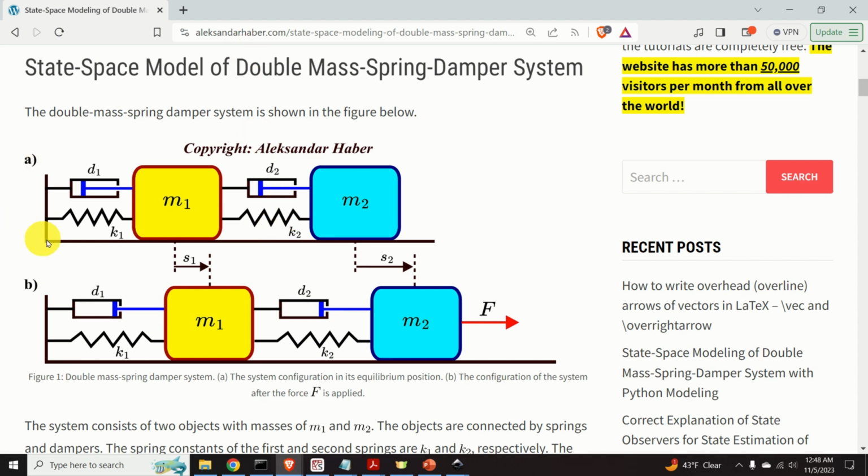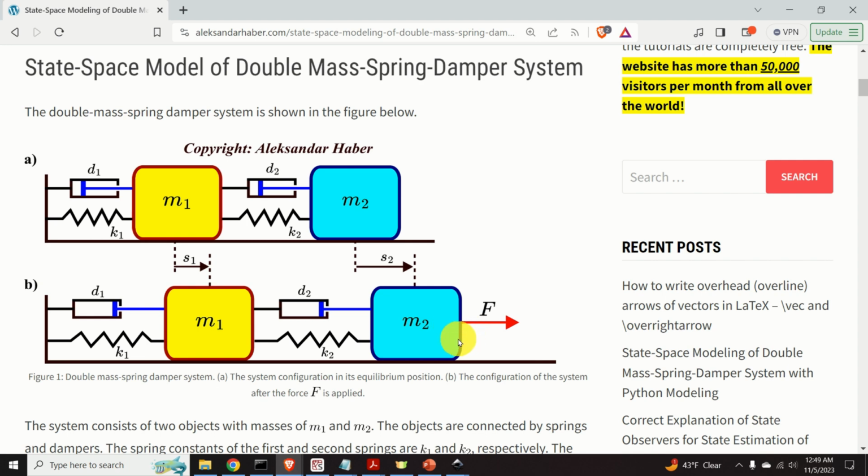In panel A of this figure, the system is shown in its equilibrium point without external inputs, that is, without external forces acting on the system. On the other hand, in panel B that you can see over here, the force F is applied to the second object. Due to the action of this force, both objects are displaced from their equilibrium positions.